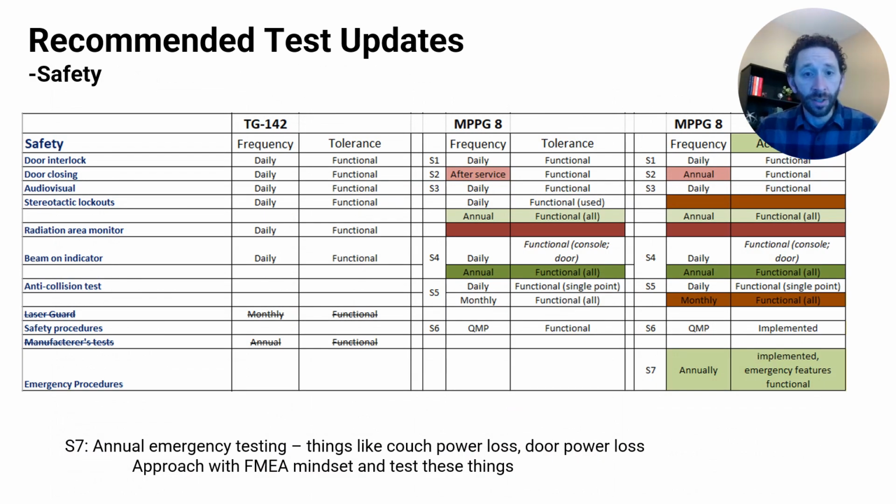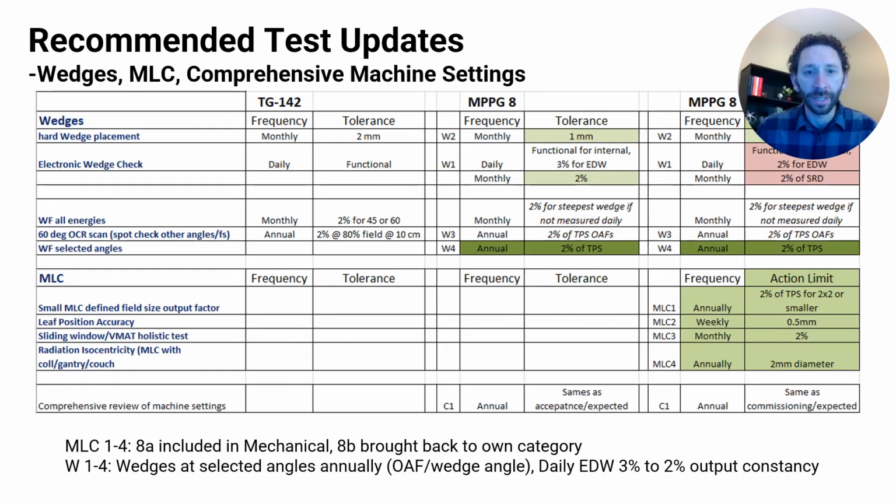Next, safety tests are on the list. After service is noted a couple of times. Do things close appropriately? Your standard safety tests. But this new one, S7, as an annual basis, is thinking with an FMEA mindset. What types of tests are there? What things could fail that I should test on an annual basis? Things like the couch loses power. Do we test that annually? The door loses power. Do we test that annually? So thinking through your emergency procedures as if it's like an HDR suite almost. What should we use for appropriate QA for safety tests?